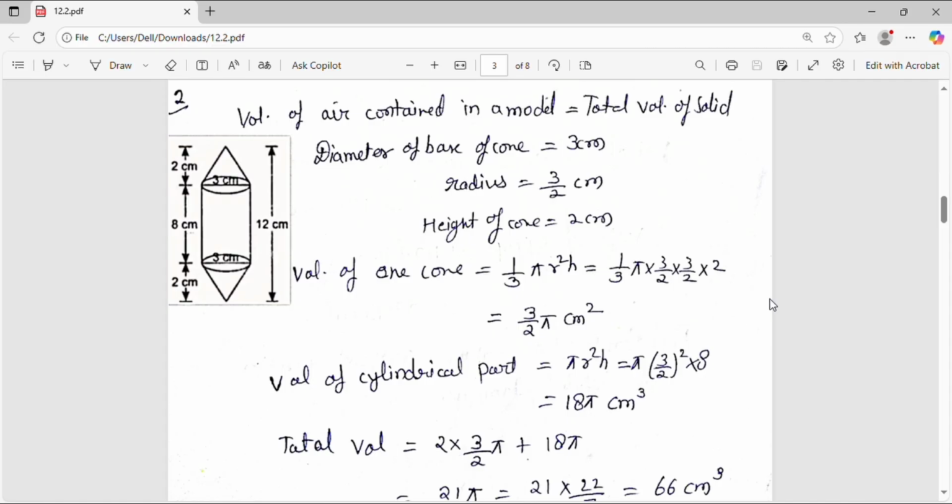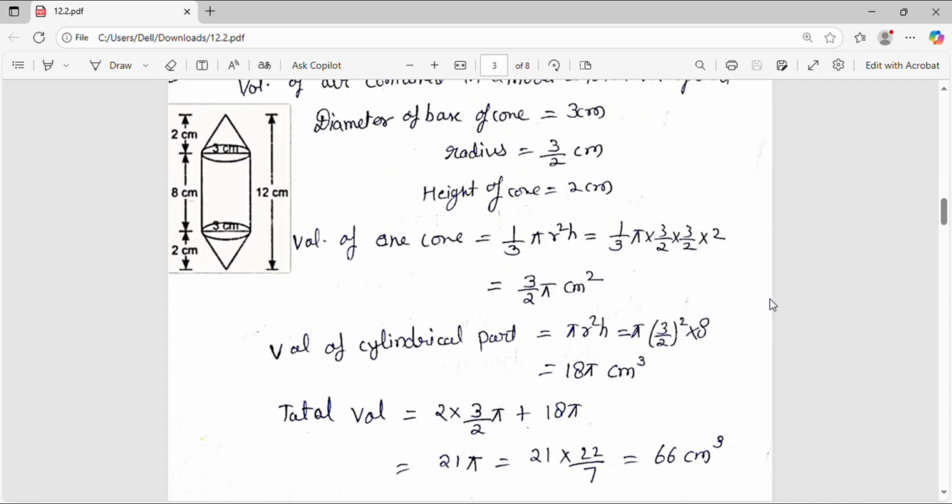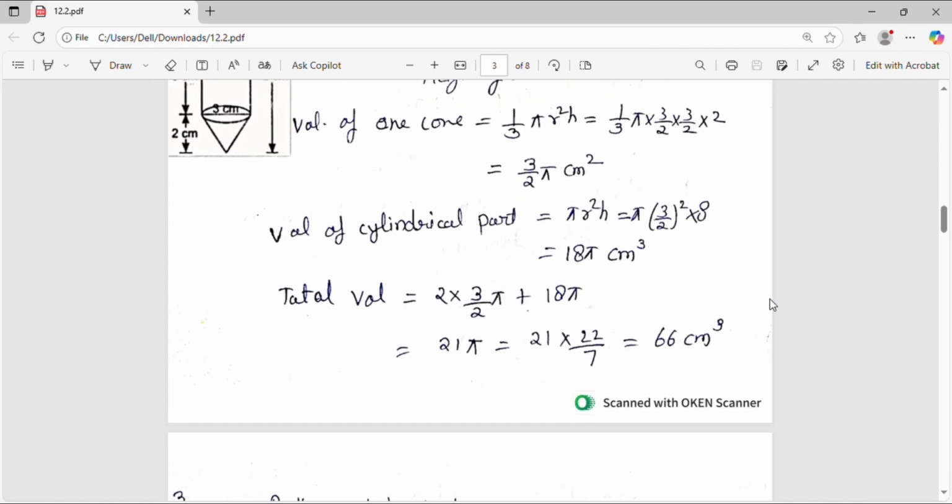So the diameter of base of cone is 3 centimeter. The radius would be half, that is 3 by 2 centimeter, and height of cone is 2 centimeter. So volume of one cone would be 1 by 3 pi r square h. It would be 3 by 2 pi centimeter cube. Then volume of cylindrical part would be pi r square h. So it would be 18 pi centimeter cube. So the total volume will be twice the volume of cone plus volume of cylinder. So after substituting the value of pi as 22 by 7, we will get the volume of model as 66 centimeter cube.